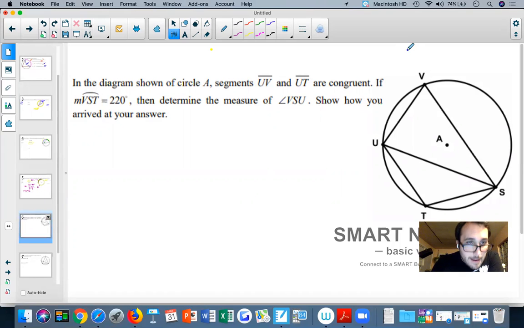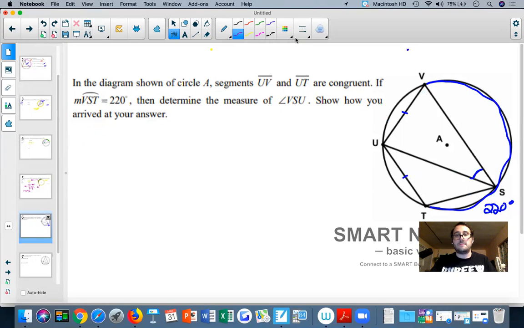Kidding, but not really. Okay, in the diagram shown in circle A, segments UV and UT are congruent. So UV and UT are congruent. If the measure of VST, so VST, if this arc is 220 degrees, determine the measure of angle VSU. So VSU is this one. We want to know what this is. Show how you arrived at your answer.